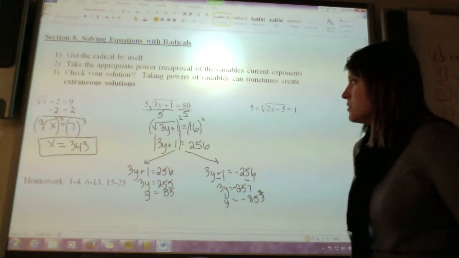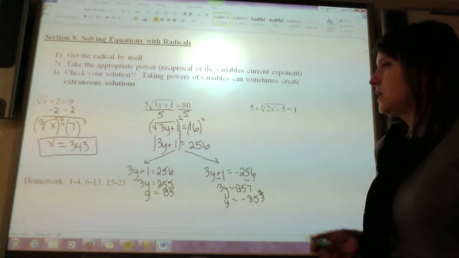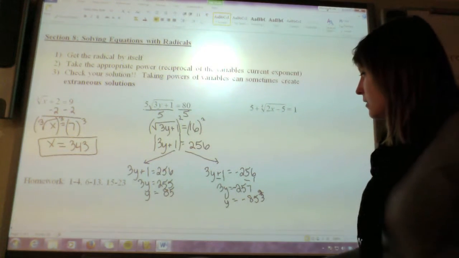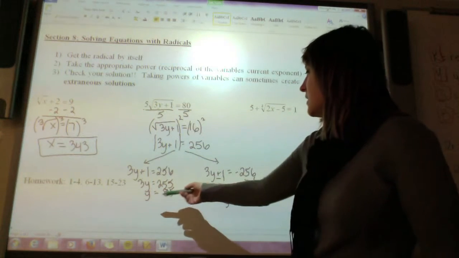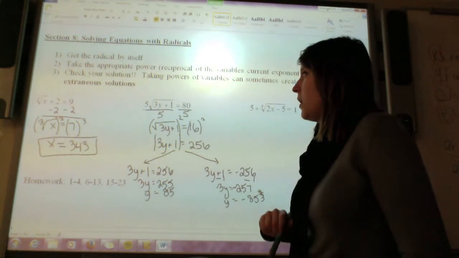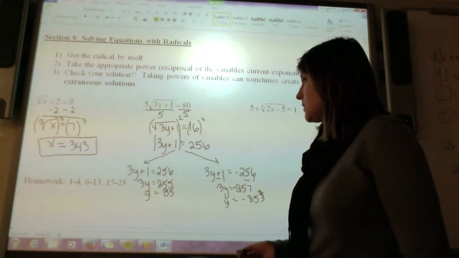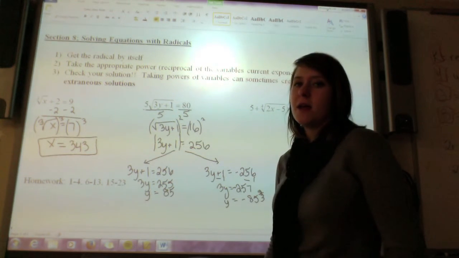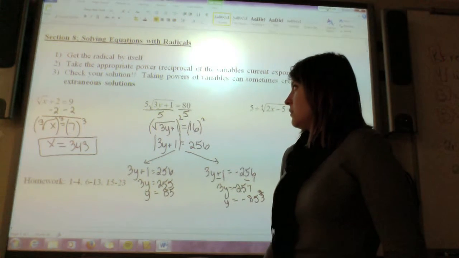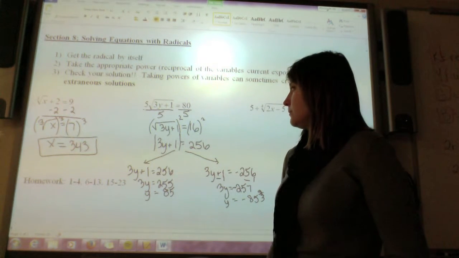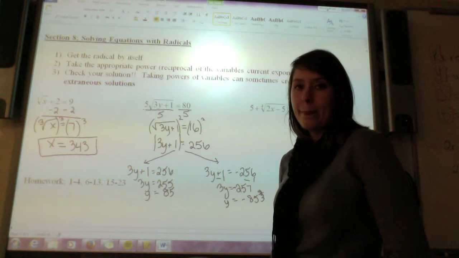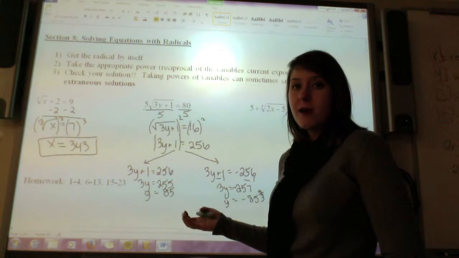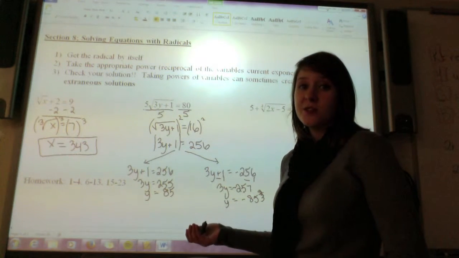Okay? So now is when I need to go back through and decide, is that actually a solution or not? If it is a solution, that means I should be able to plug it back in and get the correct answer. So go ahead and take a second to try to plug this 85 back in. Okay, so once you plug that 85 back in, you should realize that it is a solution.